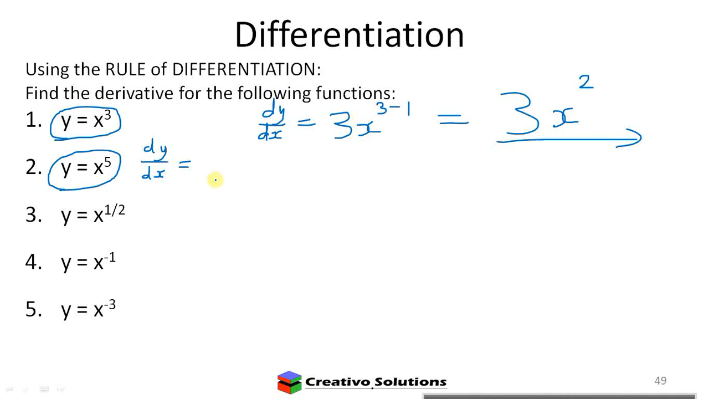Okay, the next one is y equals x squared. So dy over dx equals 5, x to the 5 minus 1, which is 4. Good. Okay, that's another one.